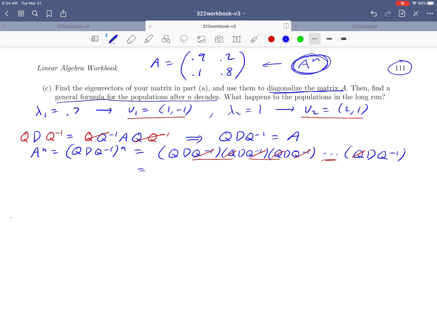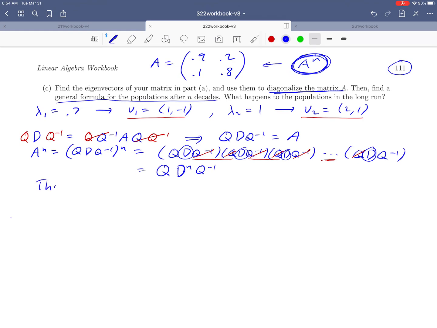Okay, well, if you look at this, all of the Q's that were on the inside canceled. We've got a Q at the beginning times a big string of D's, n of them to be exact, and then a Q inverse at the end. And so the advantage here is that it's a diagonal matrix that we're going to raise to the nth power, and that turns out to be a lot easier than raising the matrix itself to the nth power.